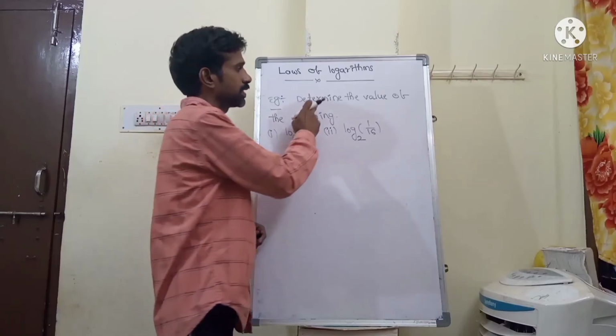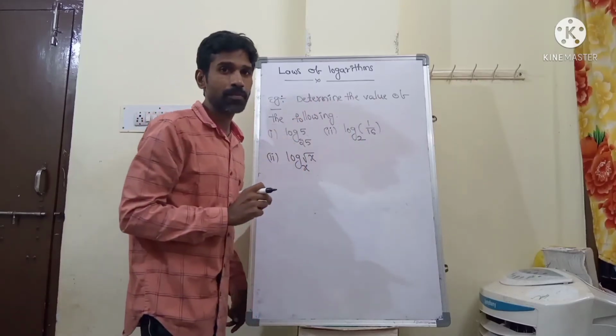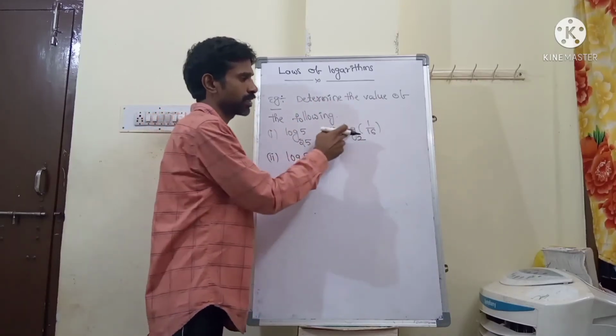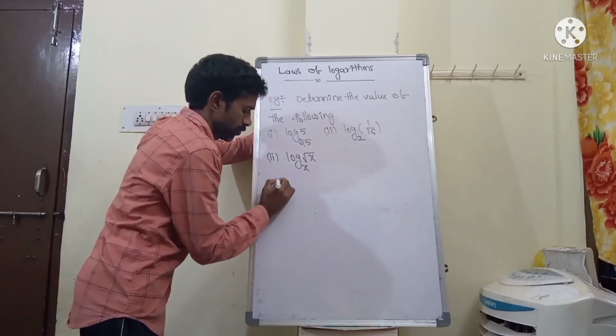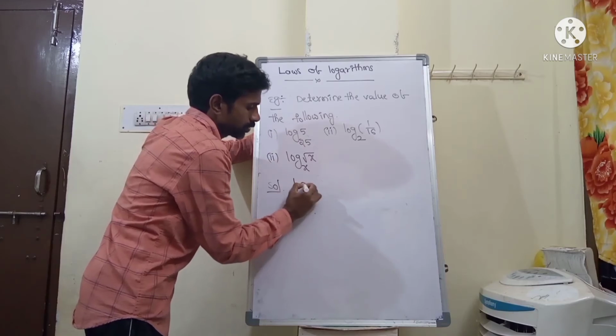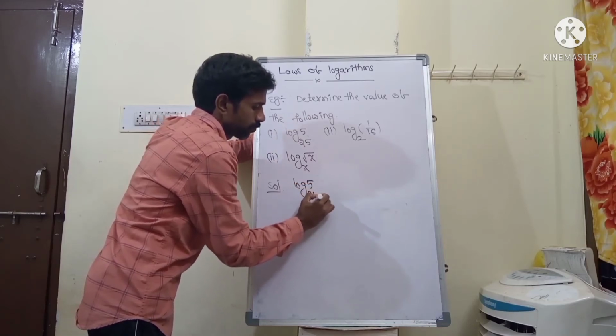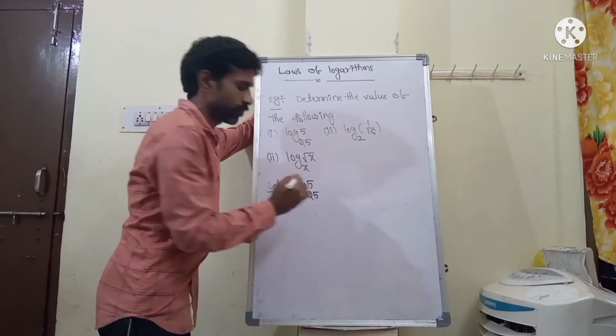So next, determine the values of the following. Determine the values of the following means we just have to find the values of these logarithms. So the first one is log 5 base 25, its value.